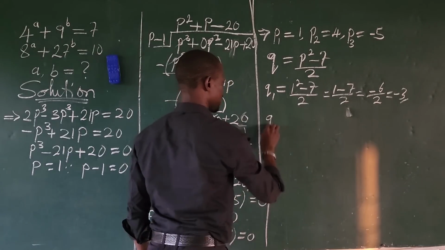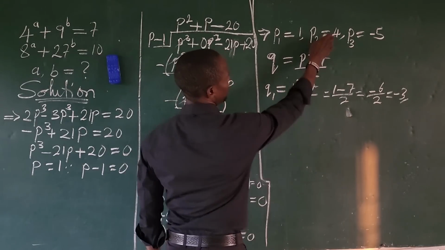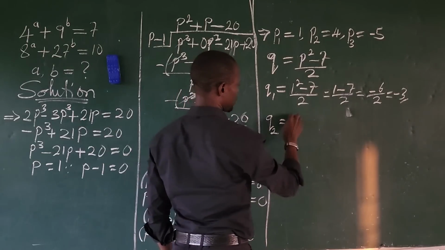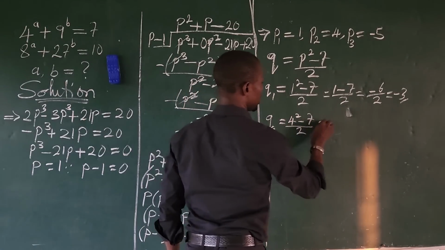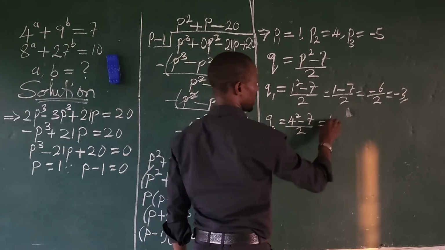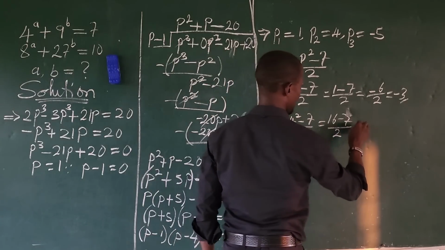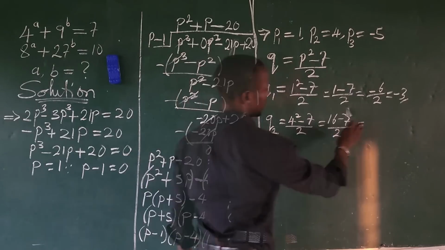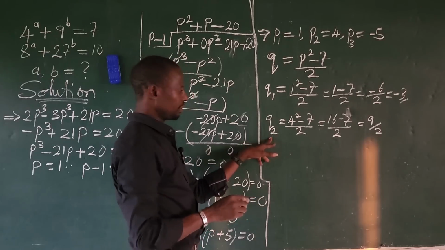Then we have our Q2 is equal to, what is the value of P here? We have 4. So we have 4 squared minus 7 all over 2. This is equal to 4 squared will give us 16 minus 7 all over 2. Then is equal to 9 all over 2. So we've gotten our Q2.